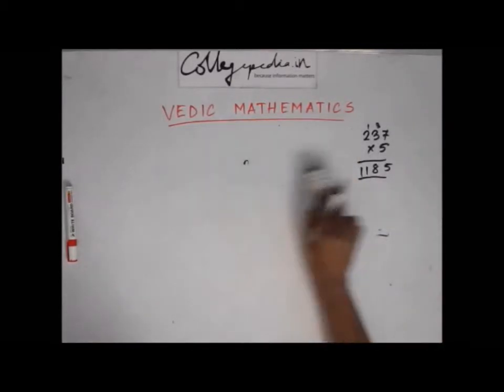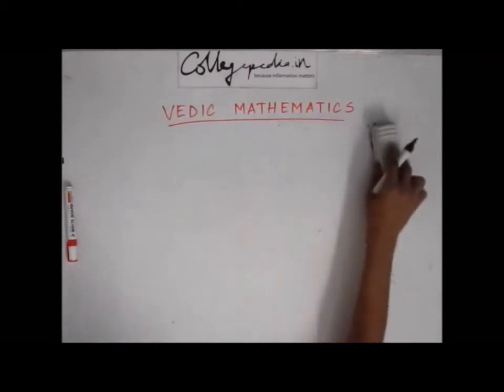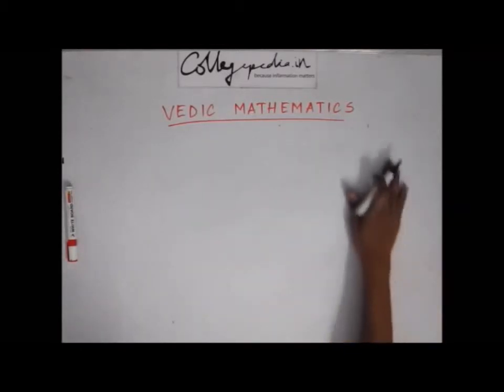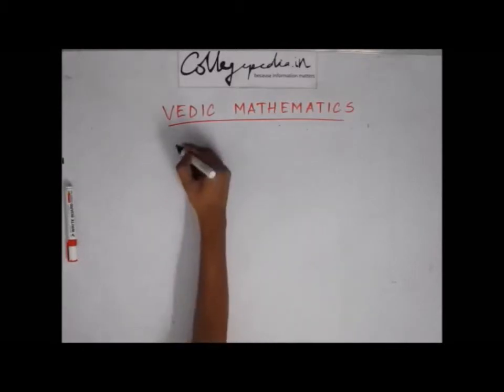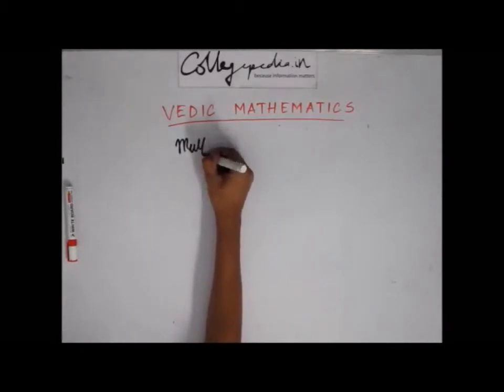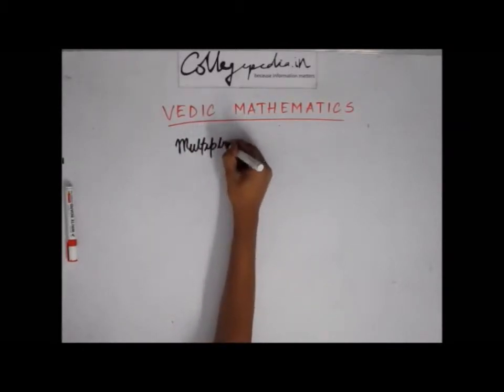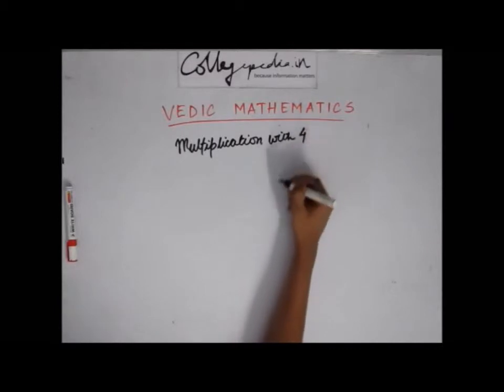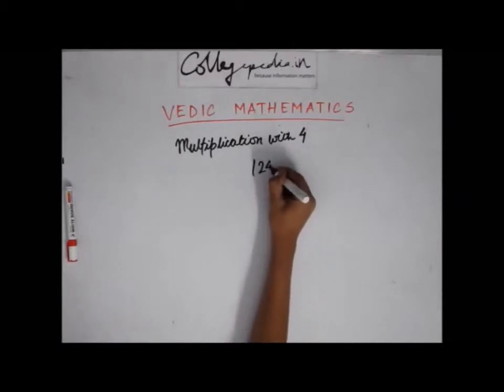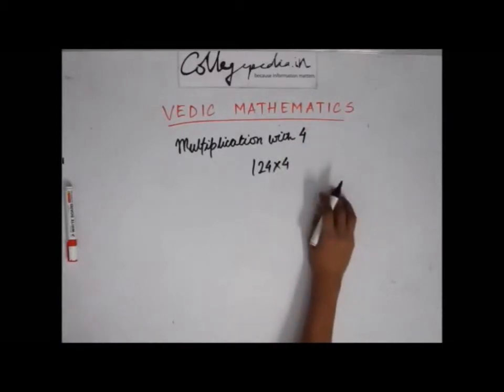So that's what we'll be seeing in this lecture. We'll see the methods which are not related to Vedic mathematics, which are the normal rules of mathematics which you can follow to simplify your calculations. For example, if you are asked to multiply any number with 4, let's say 125, you need to multiply with 4.